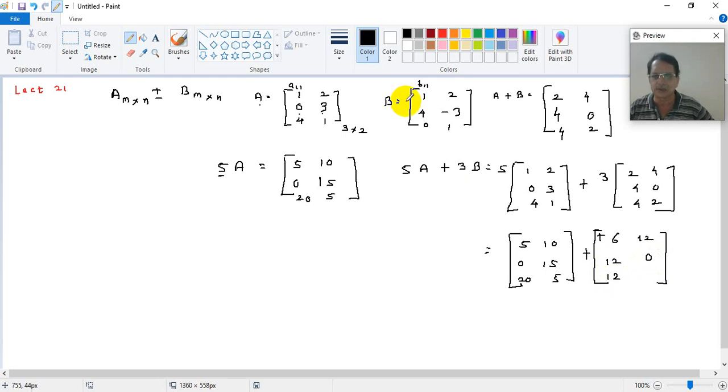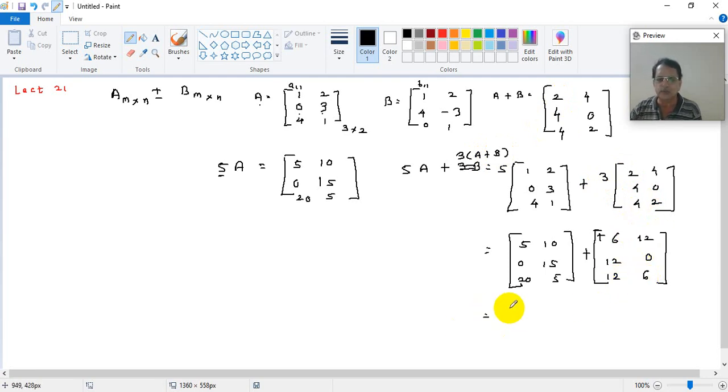sorry, this matrix was by mistake. Okay, I have taken B as this matrix by mistake. It's okay. I want to say, instead of this, I am now doing 5A plus 3 into A plus B. This is good because I am referring to this matrix here and this matrix is A plus B. Okay, so what will happen? 3 into 4 is 12, 3 into 0 is 0, 3 into 4 is 12, 3 into 2 is 6.